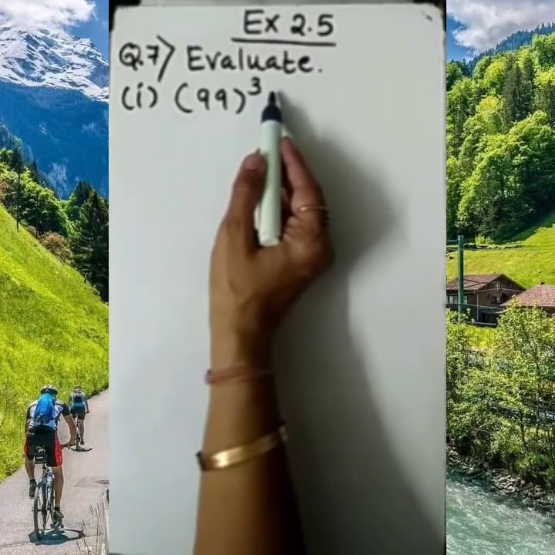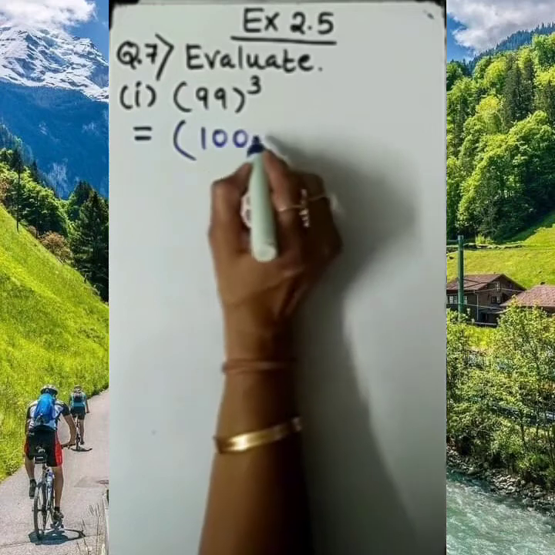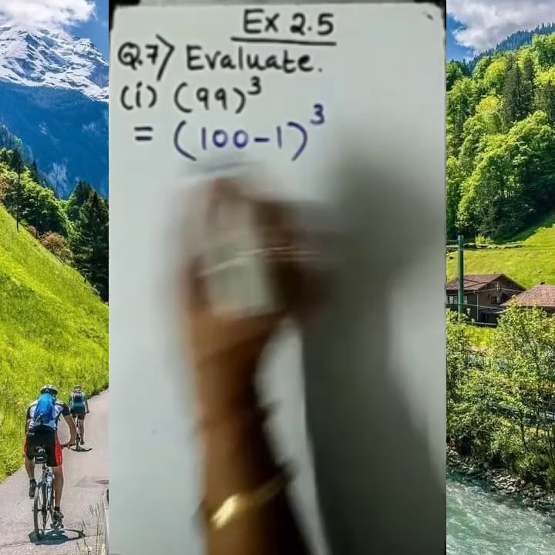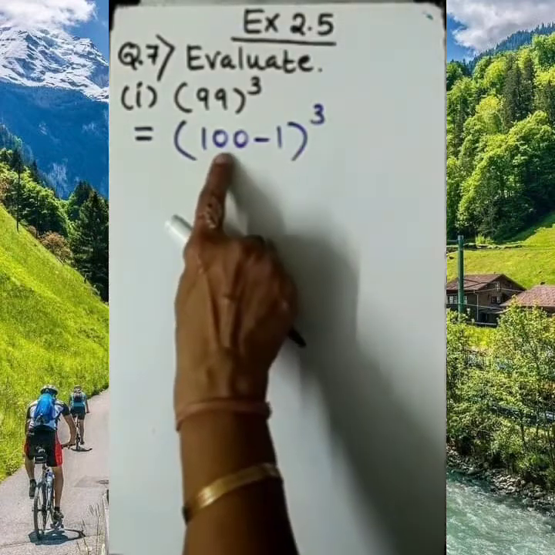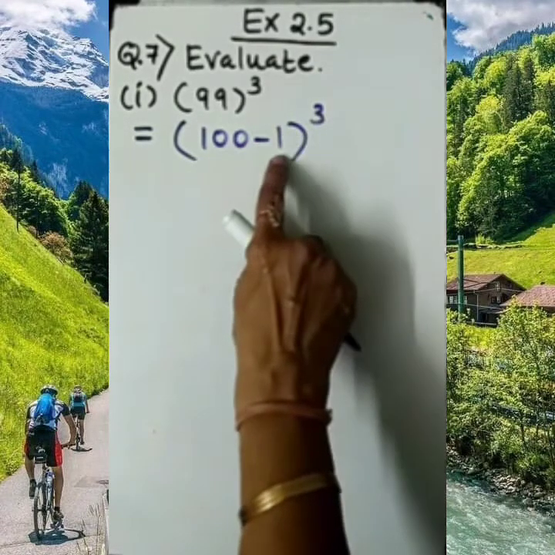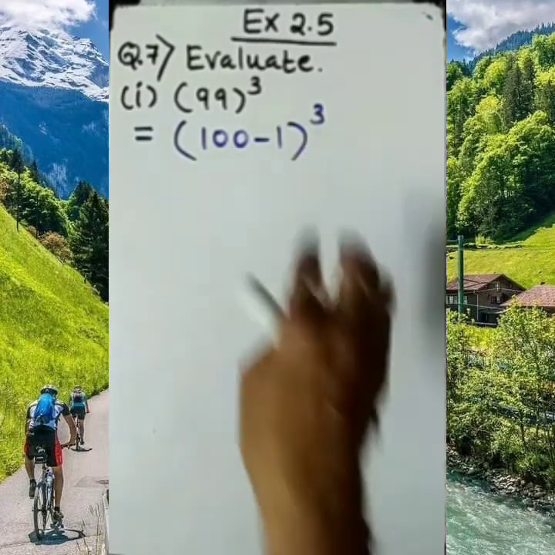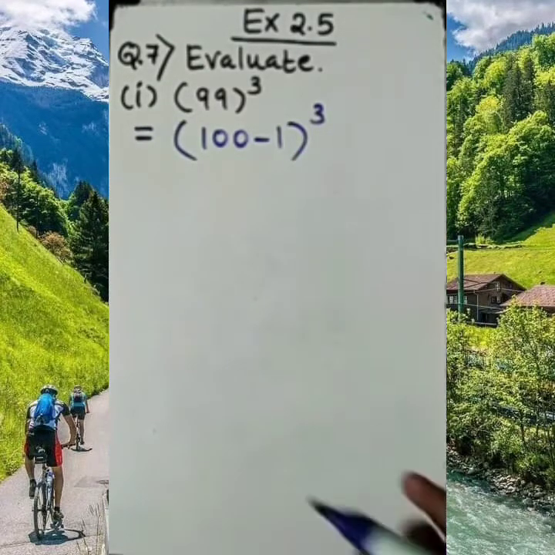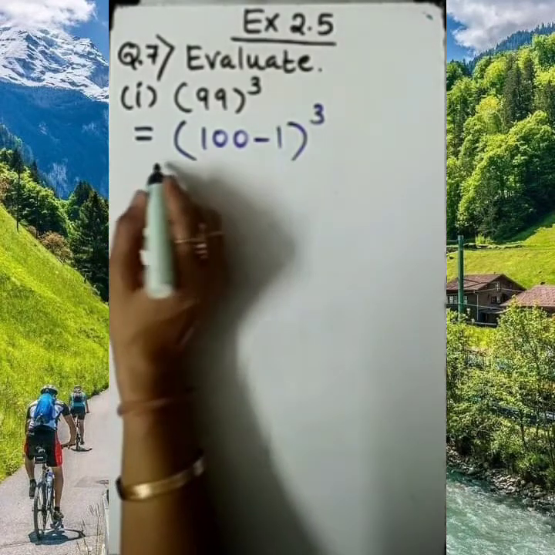99 cube. Now can I write 99 as 100 minus 1? In 100 minus 1, the value of x is 100 and the value of y is 1. If not, then you can keep the values of a and b in mind: a equal to 100, b equal to 1. Whatever variable you choose for the identity doesn't matter.